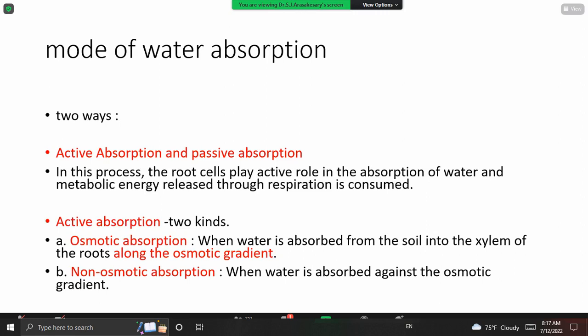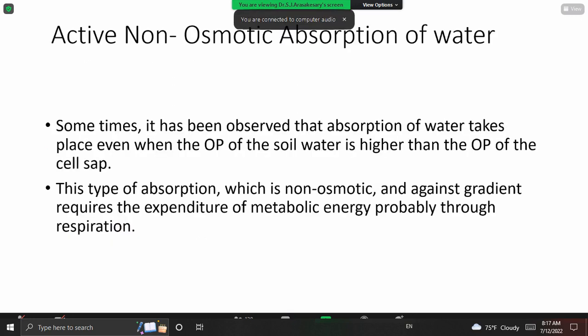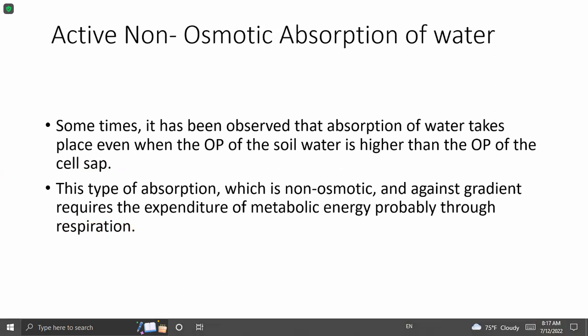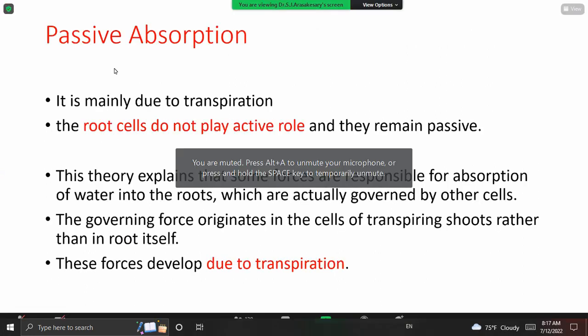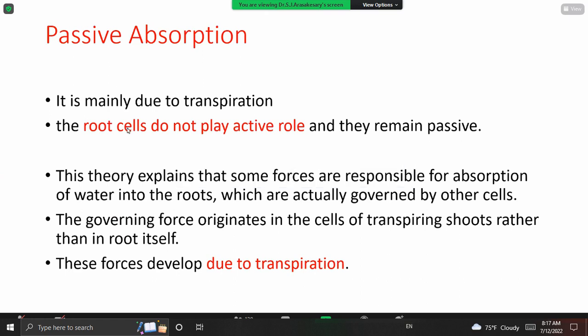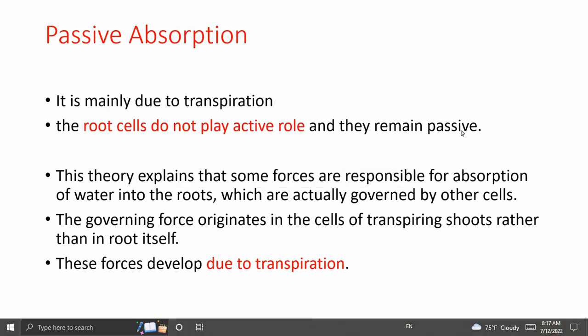Water needs energy. It comes through the respiration already. So the second way is passive absorption. First one is what? Active absorption. Yeah, good. Now we are going to see the passive absorption. In passive absorption, as I have already told you, the root cells do not play an active role. They remain passive.